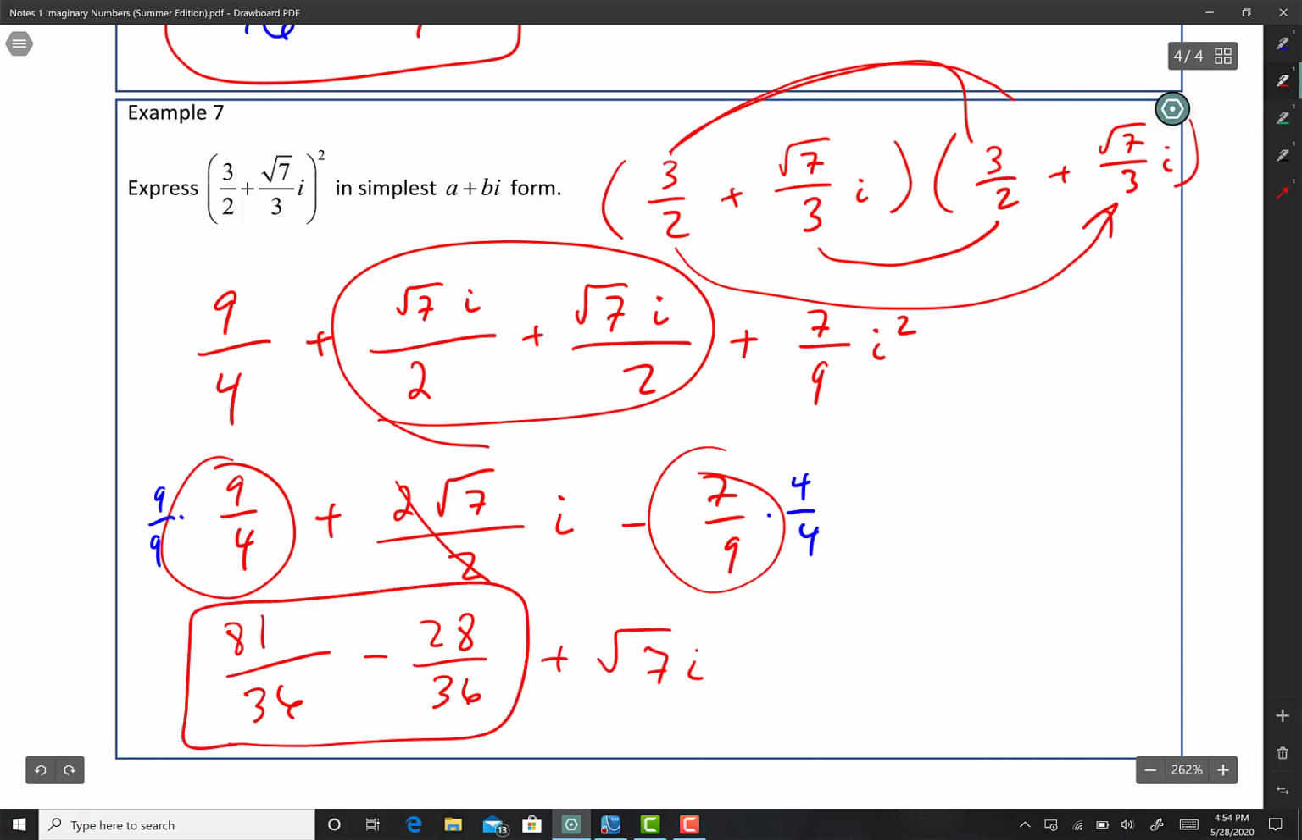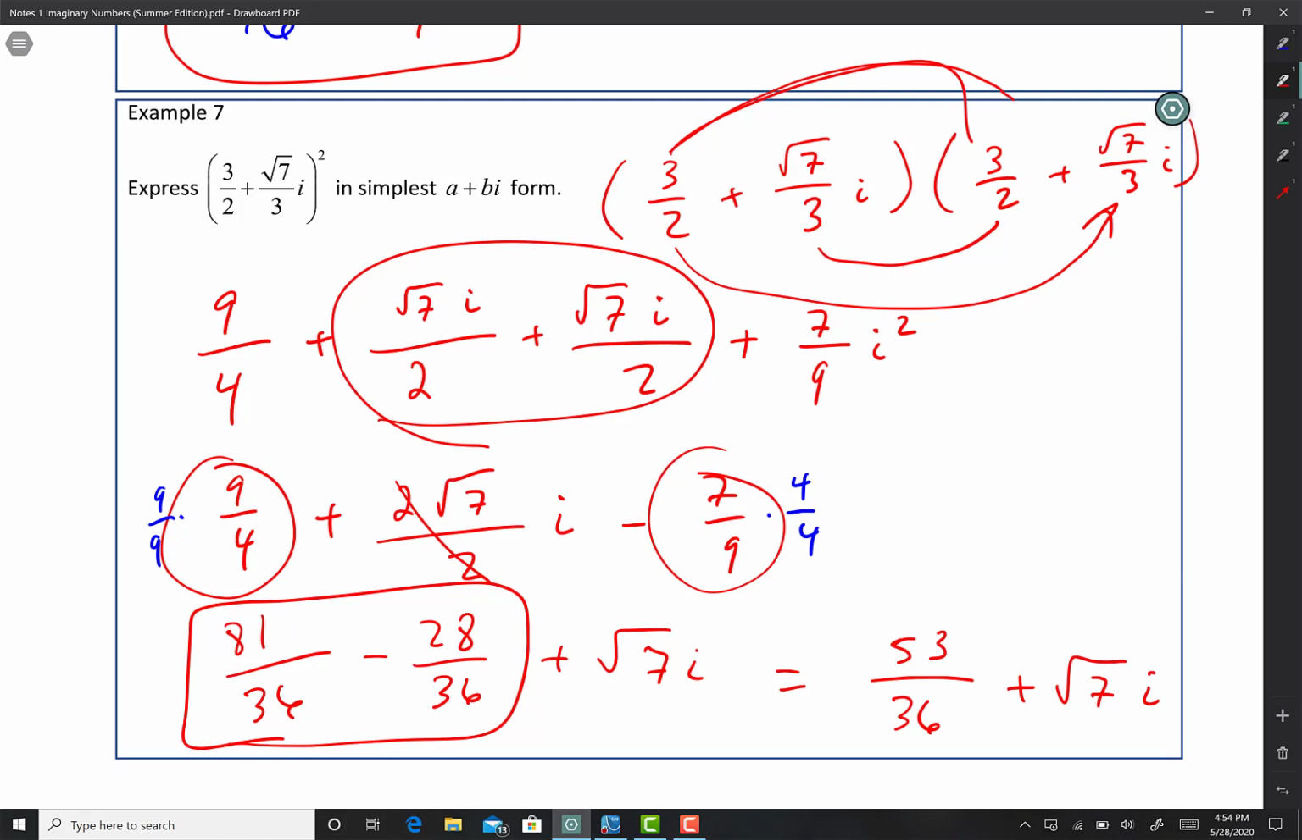And we want to add these 2 guys up. So 81 minus 28. Let's see, 81, 71, 61, 51, 53. So it looks like 53 over 36 plus square root of 7 and then i on the outside. Maybe put it in front of the square root. I hope I didn't add wrong. Let's see, 81 minus 30, 81, 71, 61, 51 is 51, but 28 is 2 away from the 30, so add 2, so 53. So it looks like we did it right.